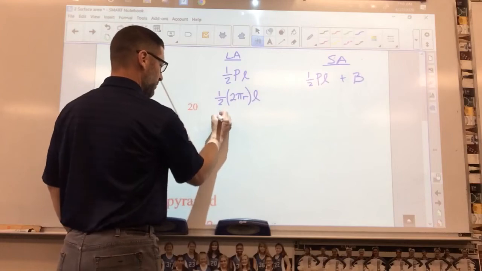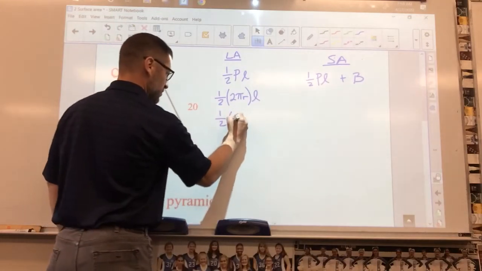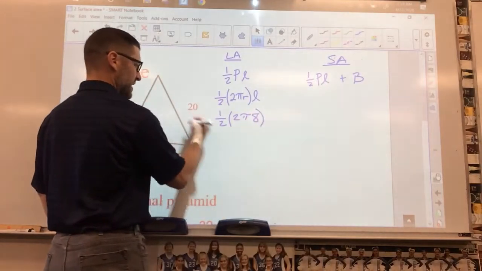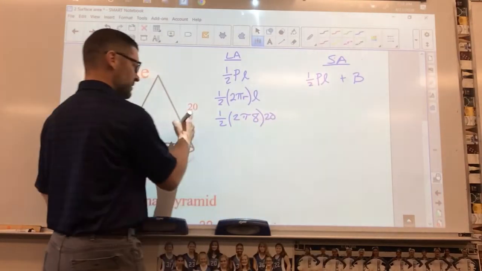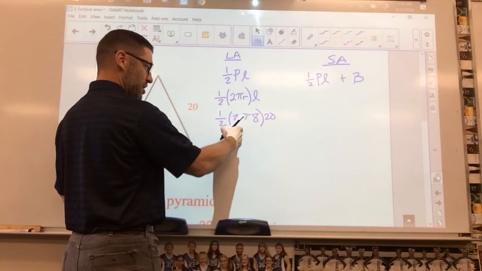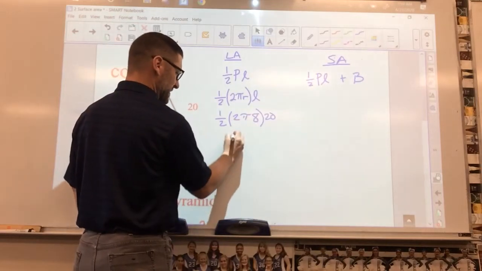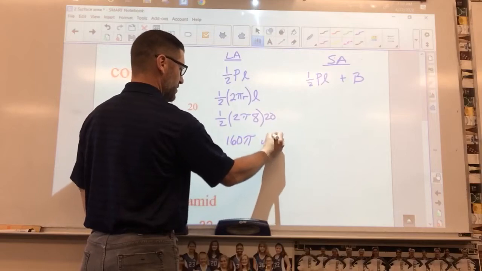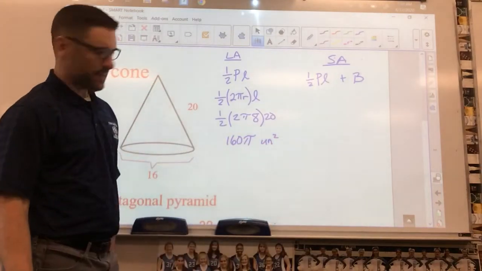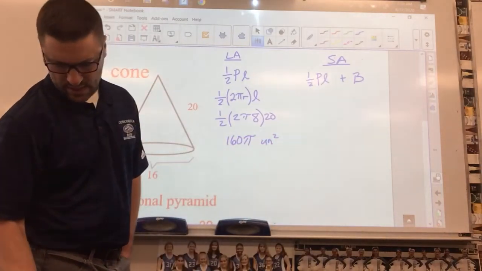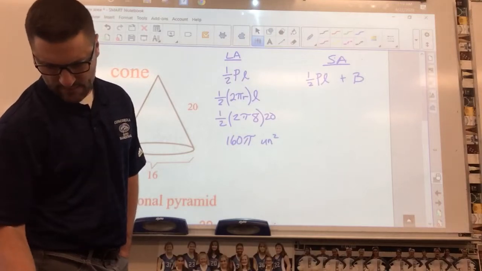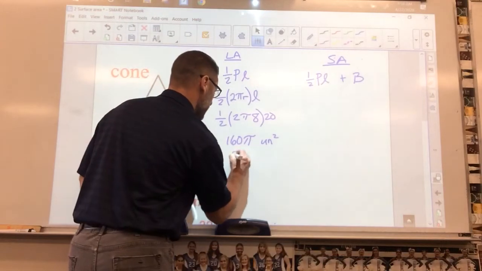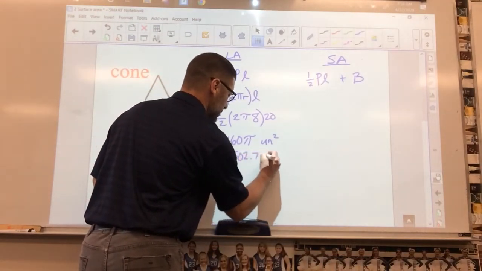Well, for P, I'm going to substitute in 2 pi r, because that's the perimeter of the base. Now I'm going to go 1/2, 2, pi, radius 8, slant height 20. Half of 2, whap, gone. 8 times 20 is 160. This answer is 160 pi square units. You could do math like that pretty easy on some of these. 160 pi is 502.7 square units.